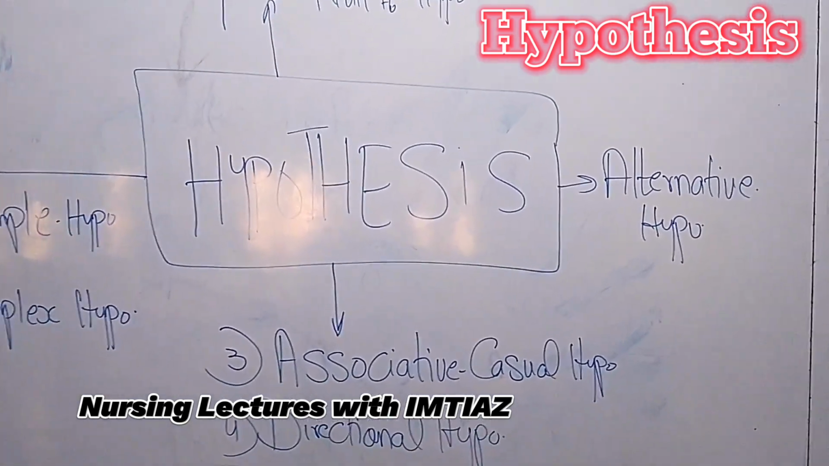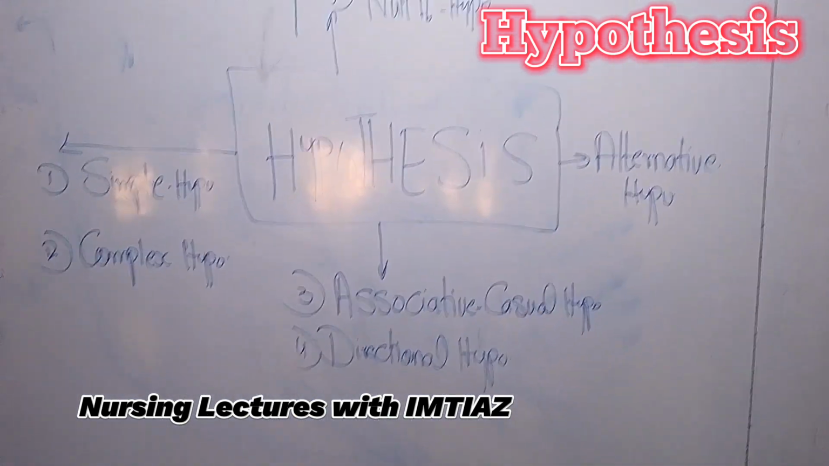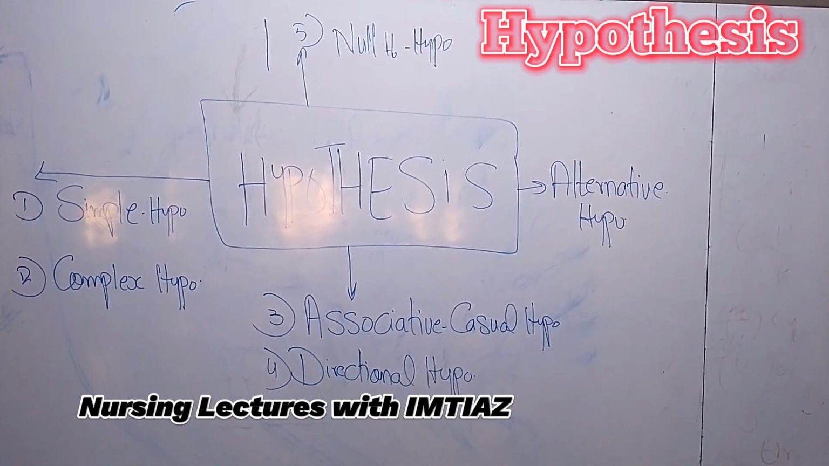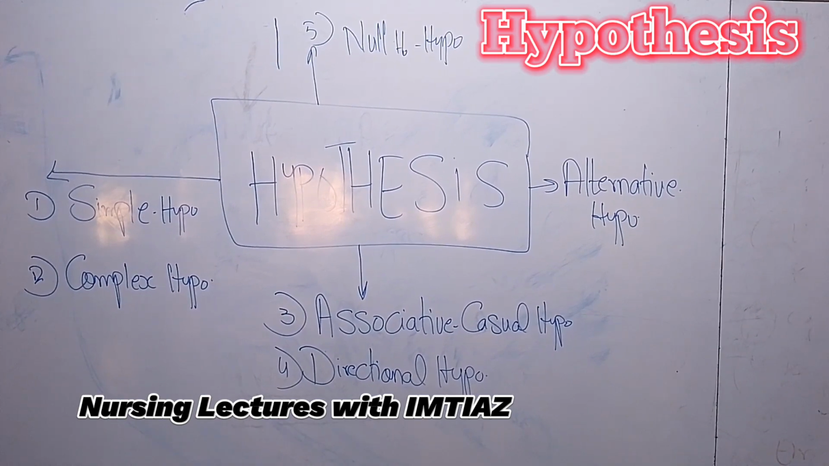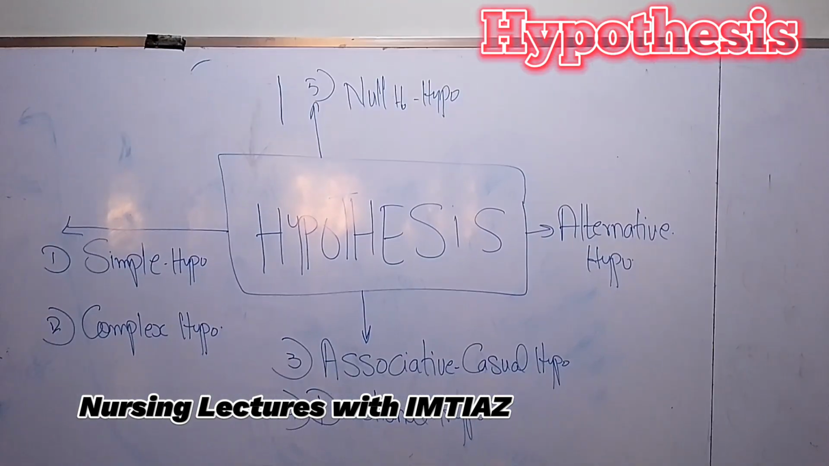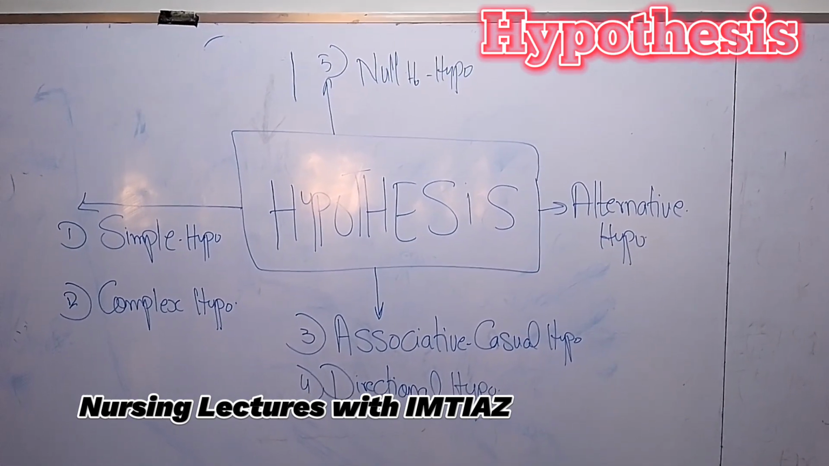Thank you for watching this video. Hope you will understand hypothesis and remember the types, that is simple, complex, associative, causal, directional and non-directional, and null hypothesis versus alternative hypothesis.